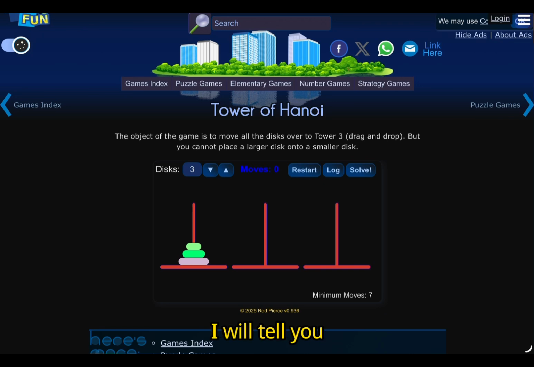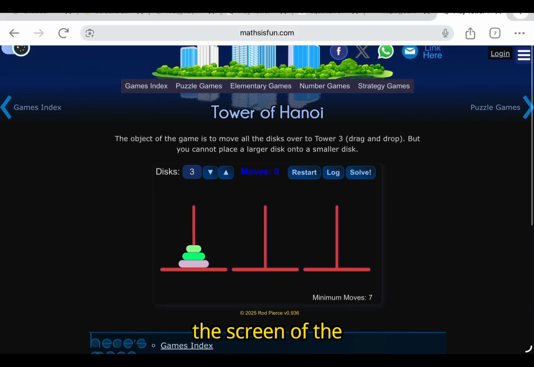Along the way, I will tell you what to do, because once you increase one disk, it will become very complicated. At the bottom of the small window, you can see there's a minimum move count. So you can finish in a minimum of 7 steps. How can we do this? We can try to put the smaller one either in the middle or on the left-hand side tower. Then which one should we choose? That is a good question to ask yourself before we start this game.